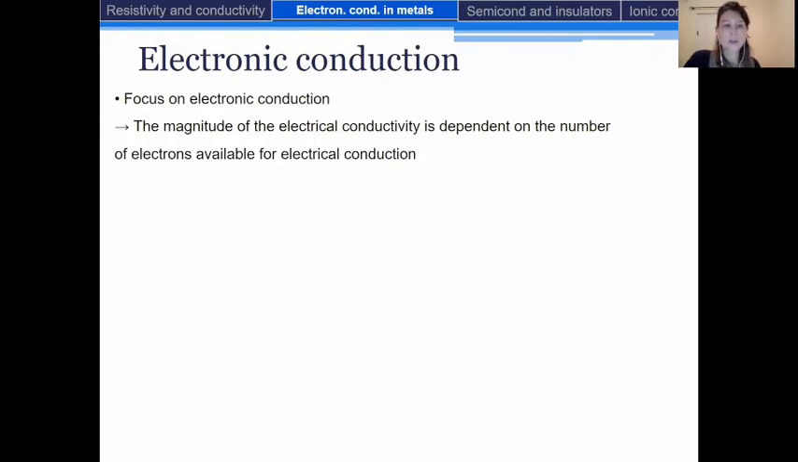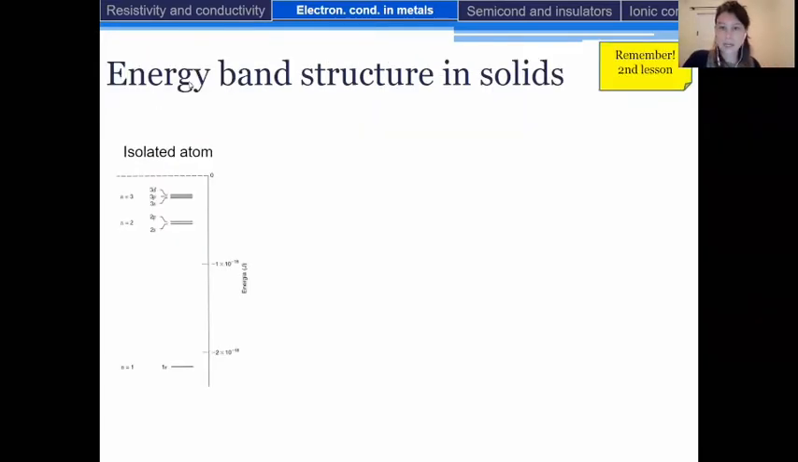And the magnitude of the electrical conductivity is dependent on the number of electrons available for electrical conduction. And so to understand which electrons are available for electrical conduction in a material, we need to remember the arrangement of the electron states and the manner in which these states are occupied by electrons. At the beginning of this class, we introduced the energy band structure for an isolated atom.